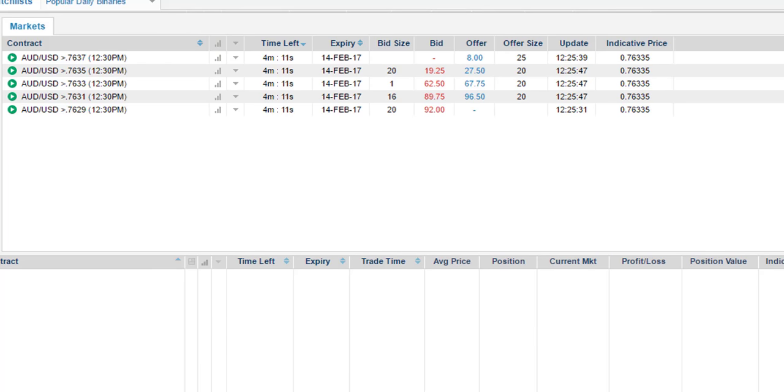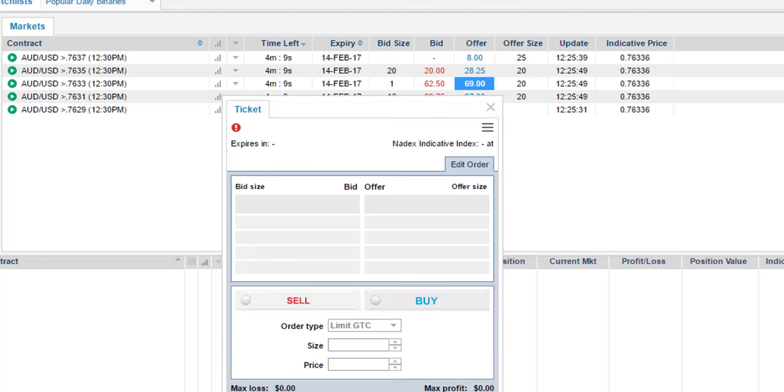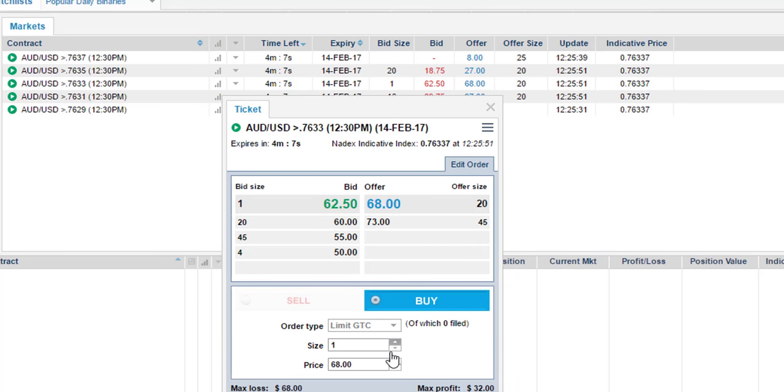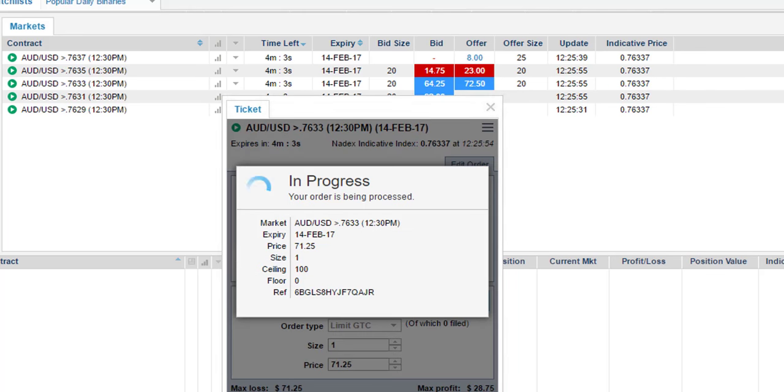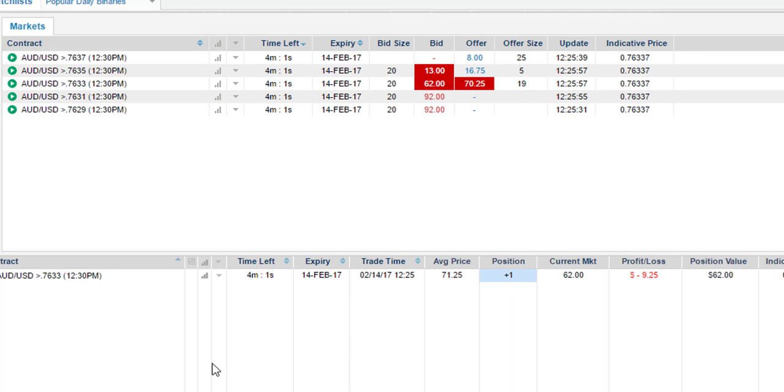Now, sometimes it's going to drop it right down here because the price has been moving very quick. So you've got to open it back up, click on the buy side, which way you wanted to go, and there it is. Now I got in for $71.25 on the buy side, okay? Which means I have about a $28.75 profit possibility, okay? So keep that in mind.